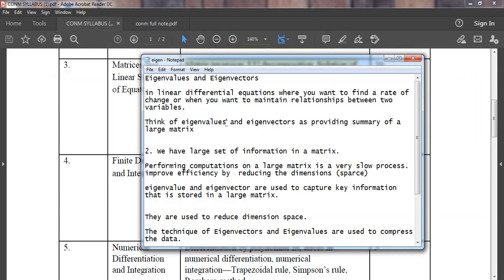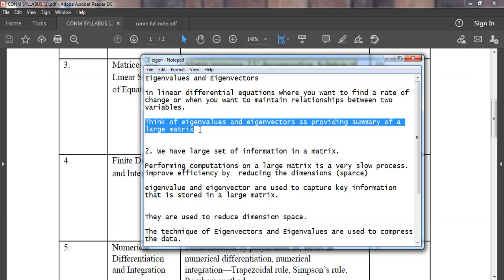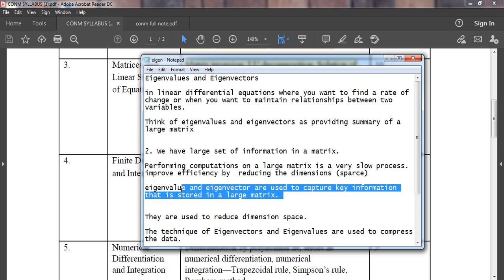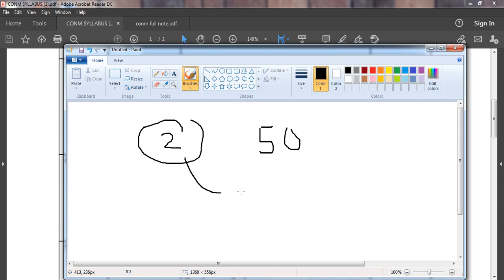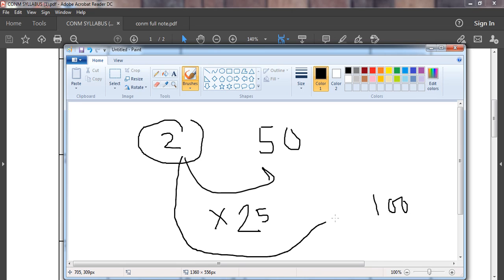Now, these eigenvalues and eigenvectors basically have the main information related to that matrix, and these are used especially when we want to find a relationship. As an example, let me show you. Suppose I know a value 2. Then what is 50? 50 is 25 times of 2. What is 100? 100 is 50 times of 2.